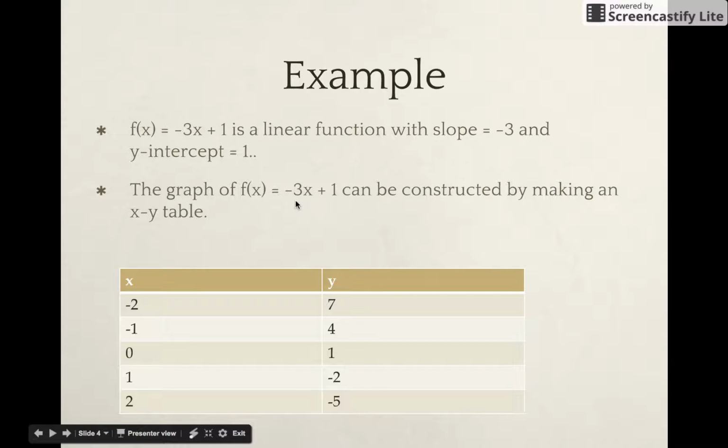Also notice that our slope was identified as -3. That is no coincidence. Those two things are very much the same. The amount of change in y per 1 unit change in x and slope, those are the same.